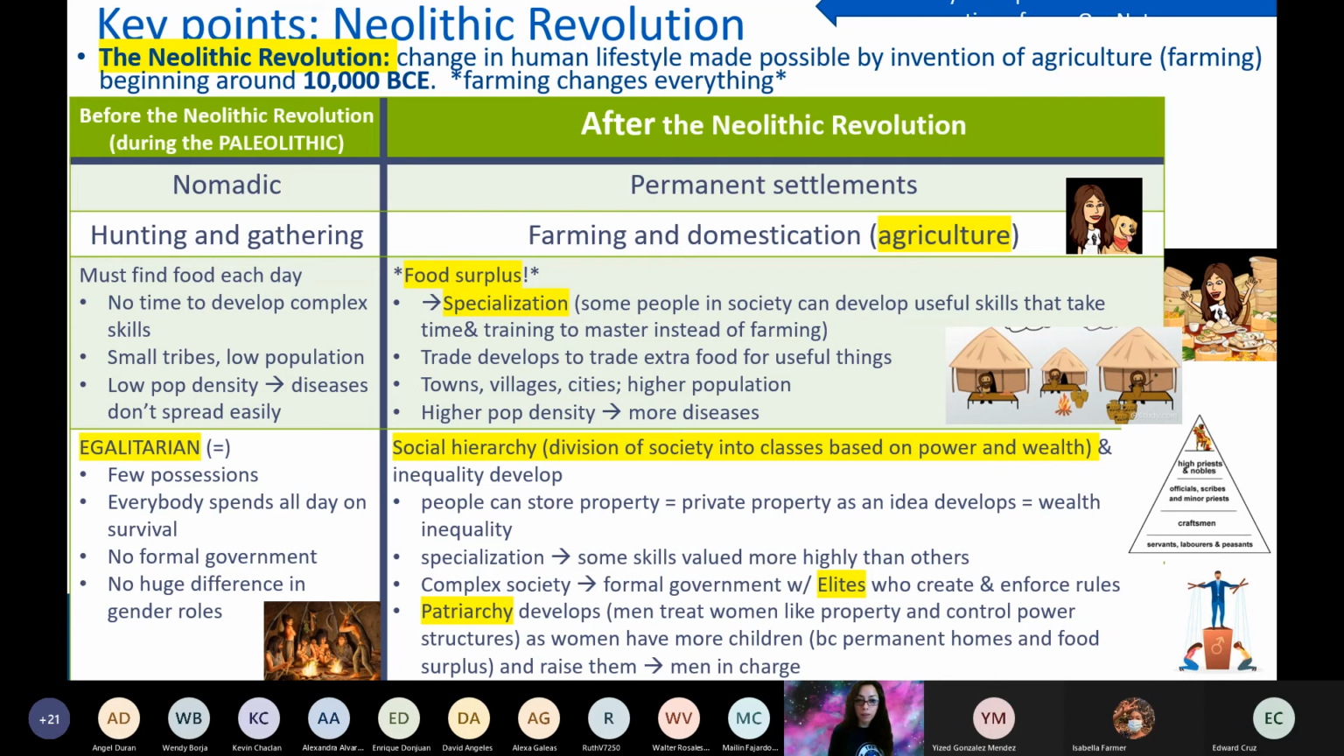Back in the Paleolithic, when people were nomadic hunter-gatherers, they had to find food every day. That was the job of the day. Every day you woke up, that's what you did. You found food to survive. Because of that, there was no time to develop any sort of complex skill. Not only were people consumed with finding enough to survive, but they were always on the move, so it's really hard to build anything complicated in those circumstances. They lived in small tribes, with low population densities. And as a result, one good thing: disease didn't spread easily throughout all humanity because people lived in little tiny clusters pretty far apart.